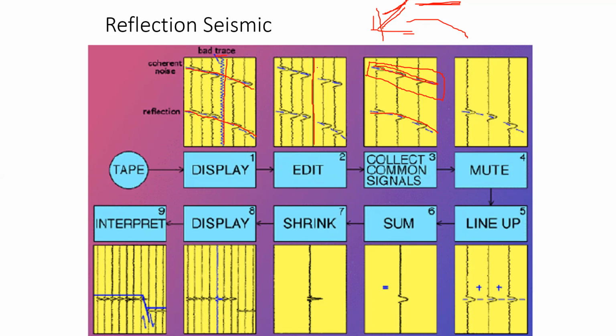Now, this was one single trace, so it was easy to remove just by using trace killing. But here there are lots of amplitudes. Now if I want to remove them, how can I remove them?